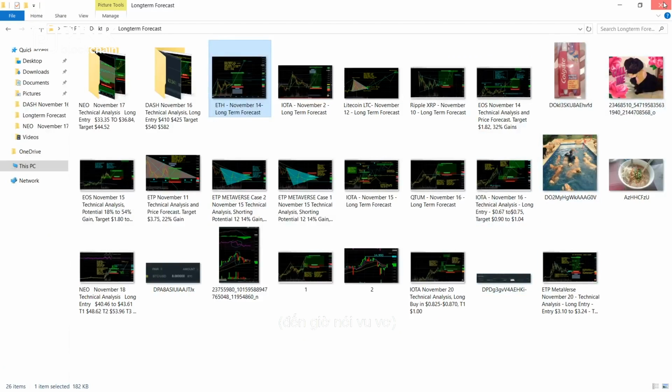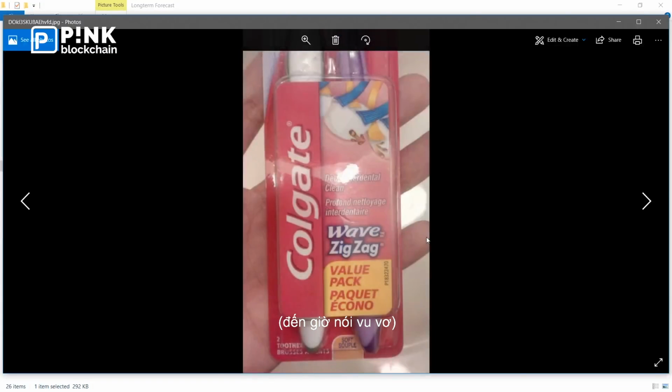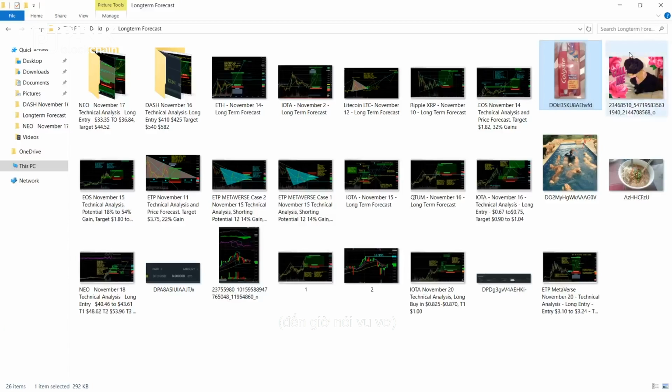So every single one of my charts, guys, hey, this is the best, by the way, check this out right here. Colgate wave zigzag. That's how much I love Elliott waves. Elliott wave is the best thing in the world.